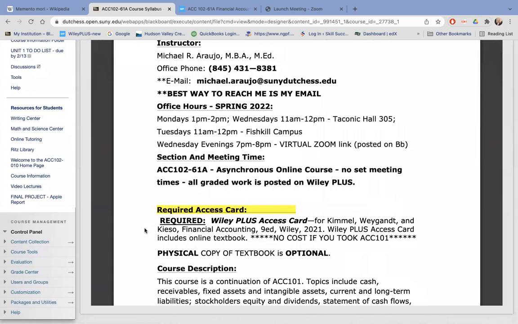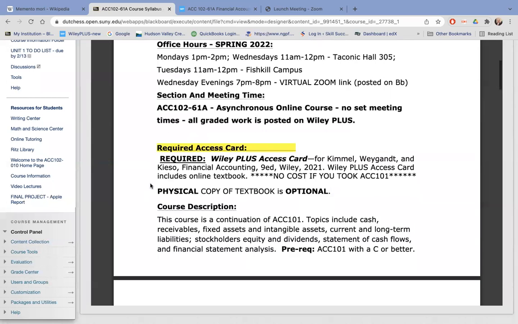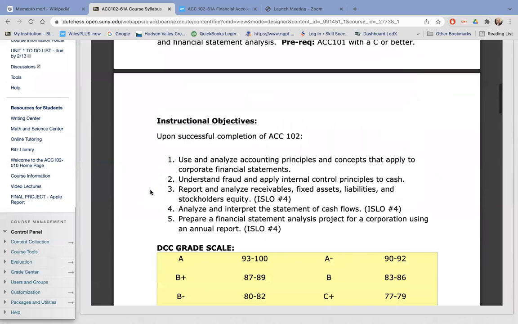This is an online course. There's no set meeting times, but I do have you do a series of homework throughout. Usually each unit or module is about 2 weeks to 3 weeks long. Most of them are 2 weeks, but you have to fit all the information and all the homework in that time. The registration access card is required, but again, luckily this semester, it's free of charge. The physical copy of the textbook is optional as the textbook is included.